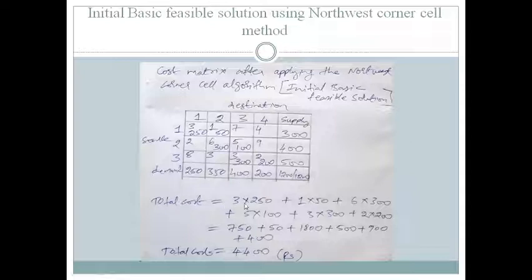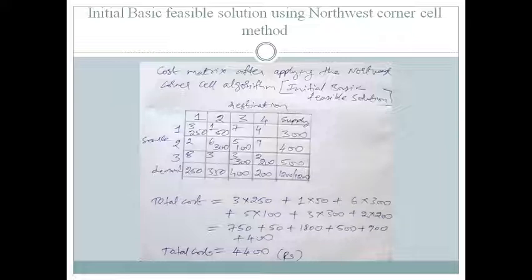Total cost is equal to 3 into 250 plus 1 into 50 plus 6 into 300 plus 5 into 100 plus 3 into 100 plus 2 into 200. So the final result is a total cost of rupees 4,400. This is called the initial basic feasible solution, and the algorithm we used is the northwest corner cell method.